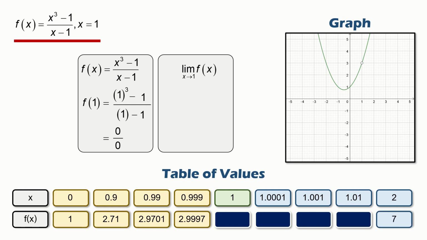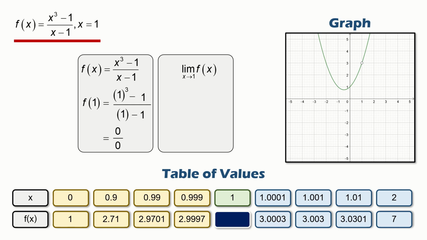When x is 1.01, the function is 3.0301. When x is 1.001, the function is 3.003. And when x is 1.0001, the function is 3.0003.